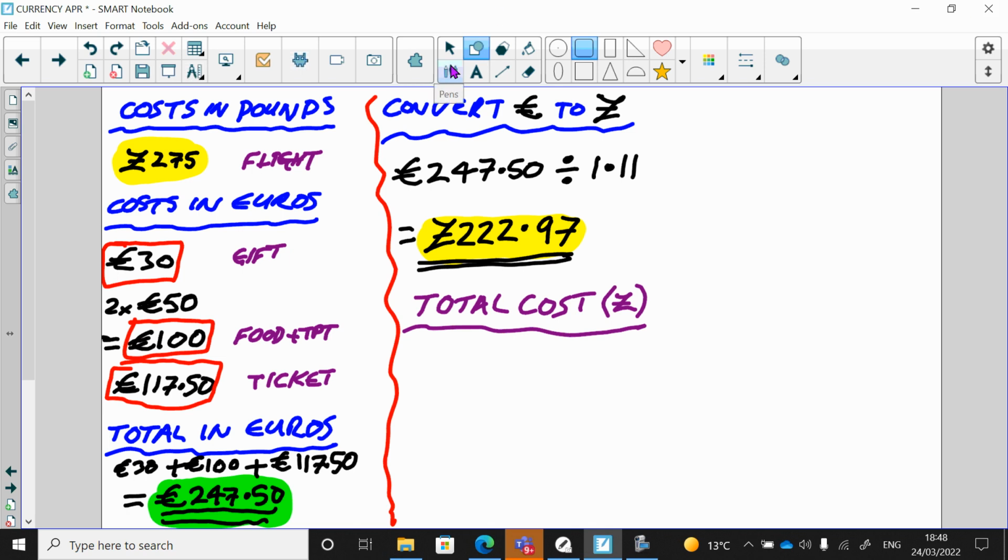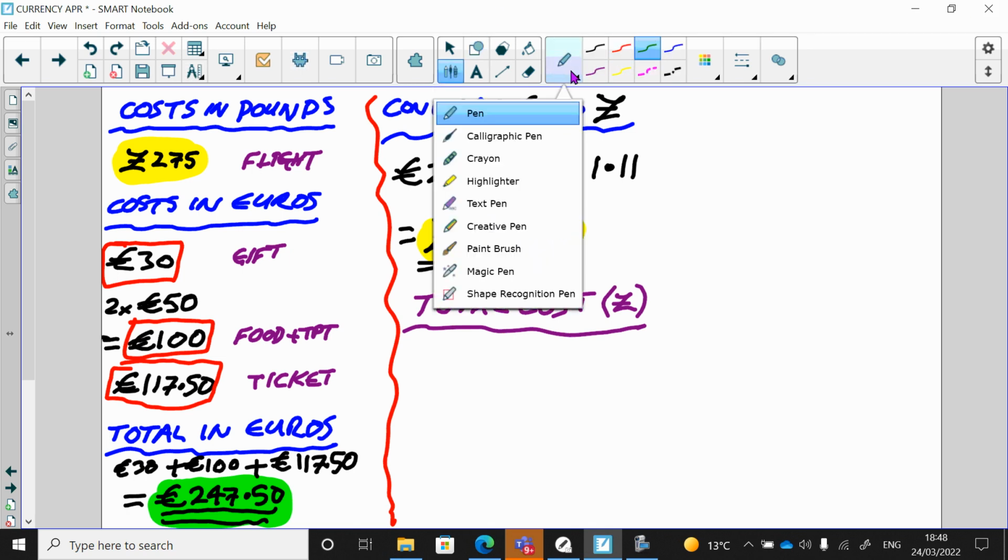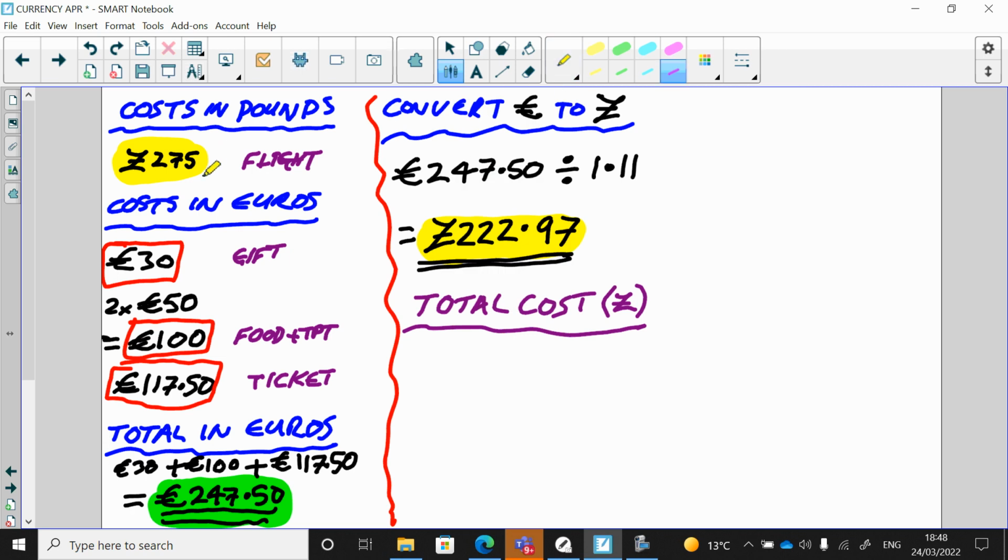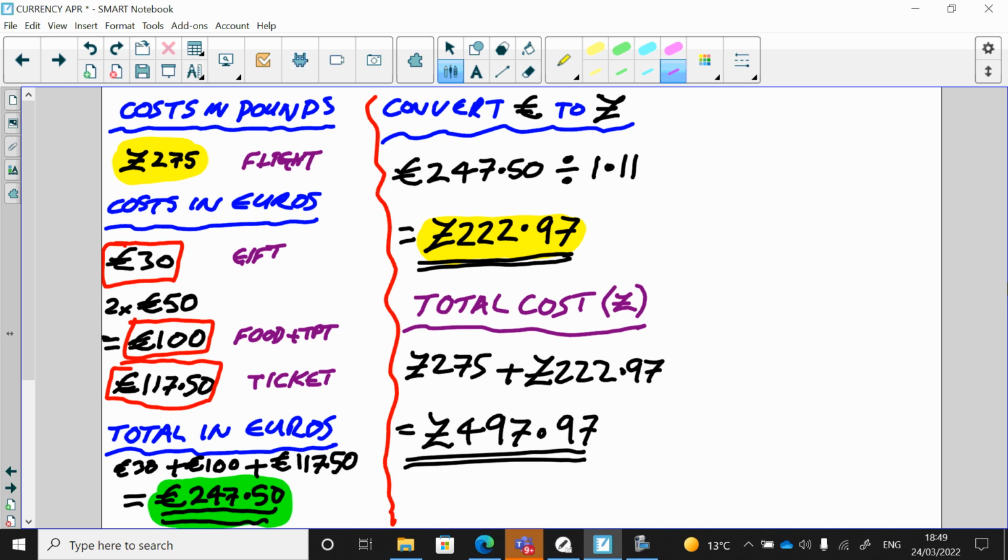So what we need to do here is take everything that we had in pounds. So we had the flight that was in pounds, the converted euros here. So we're just going to connect them up. Why don't we add these two figures together? And hopefully that will give us our total cost in pounds. Right. Add them together, and are we going to be above 500 or below 500? Okay, 497.97. So it looks like we're below 500 there. So I'm just highlighting that.